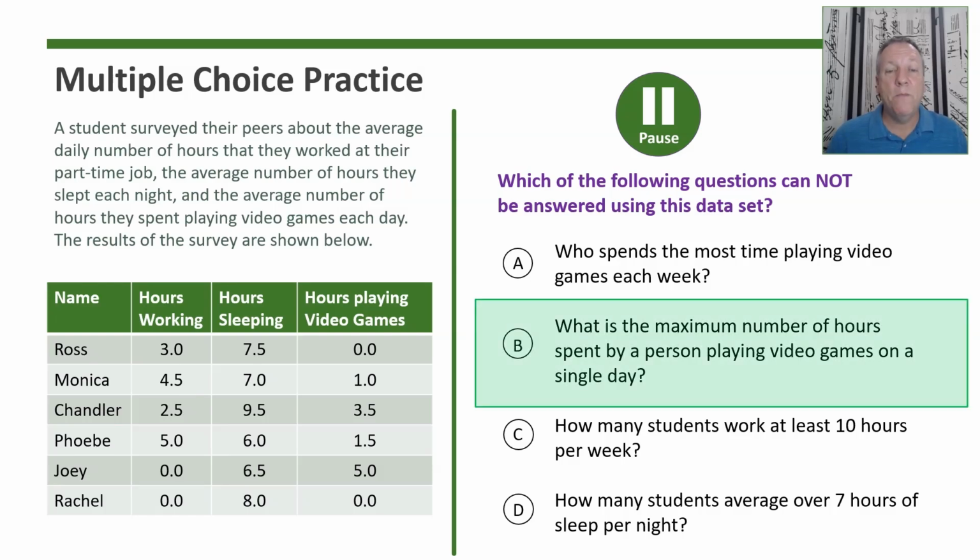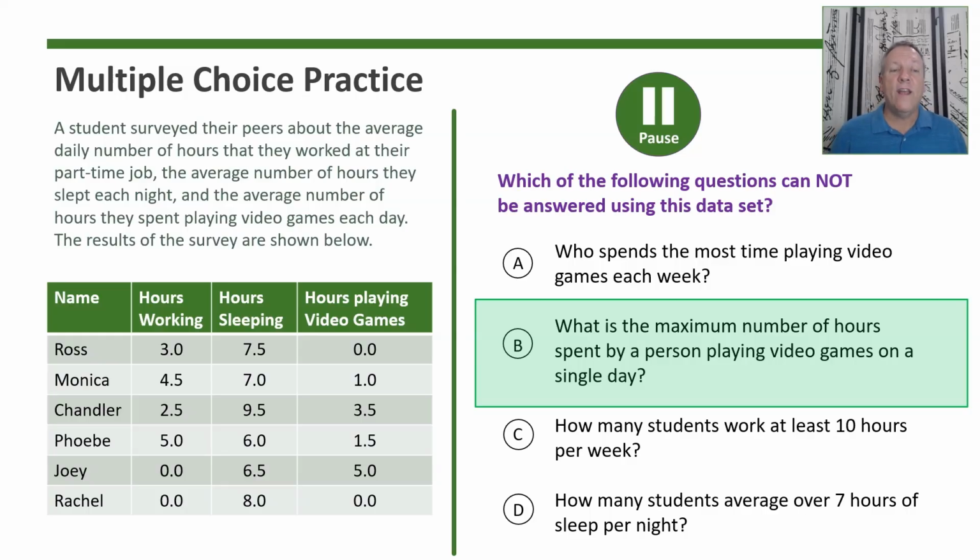Did you answer B? What is the maximum number of hours spent by a person playing video games on a single day? So let's look at the other questions. Can we determine who spends the most time playing video games each week? Yes, we can look at the average hours playing video games. It looks like Joey in this case plays 5 hours of video games a day. So we can determine who spends the most time playing video games.